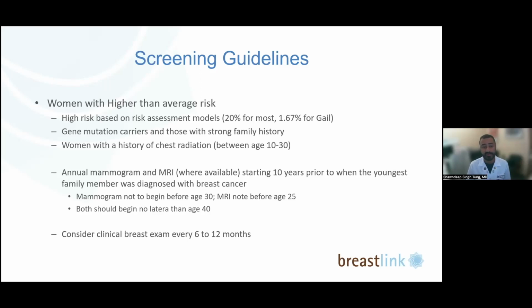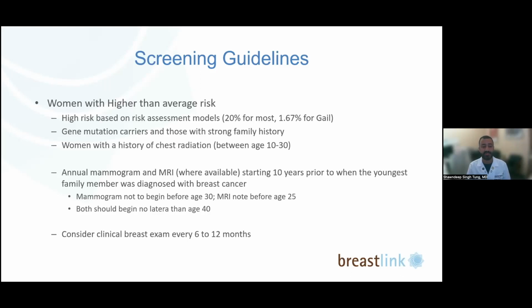Now, for mammography, we don't want to start before the age of 30. And for MRI, we can go down to as early as 25. Mammography is less sensitive in patients with denser breast tissue, and the younger the woman is, the more dense that breast tissue becomes. But in both cases, the mammography should not begin later than age 40. And I do notice there's a typo there, sorry for that.